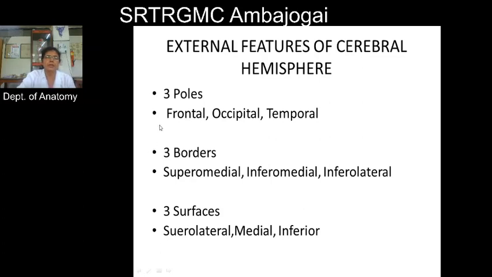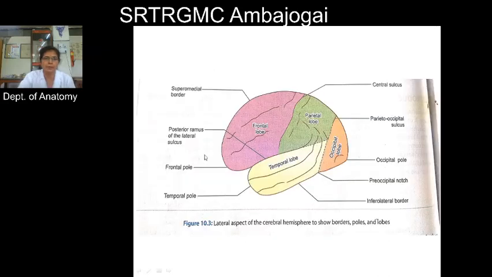Now we will see the external features of the cerebral hemisphere. It has 3 poles: frontal, occipital and temporal pole. It has 3 borders: superomedial border, inframedial border and infralateral border, and it has 3 surfaces, that is superolateral surface, medial surface and inferior surface. Now we will see them one by one. So first, poles. It has 3 poles.